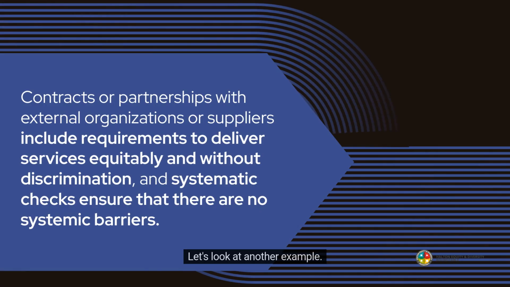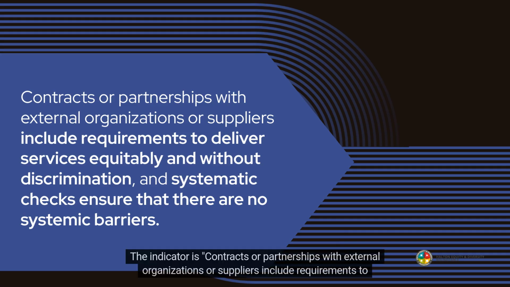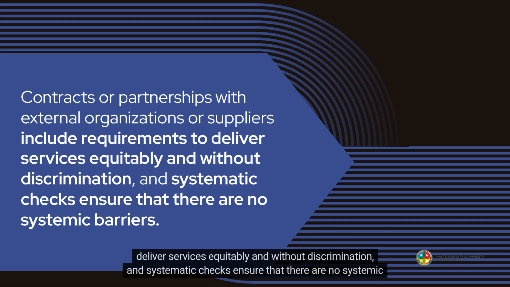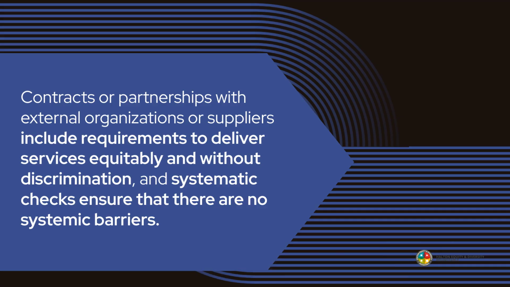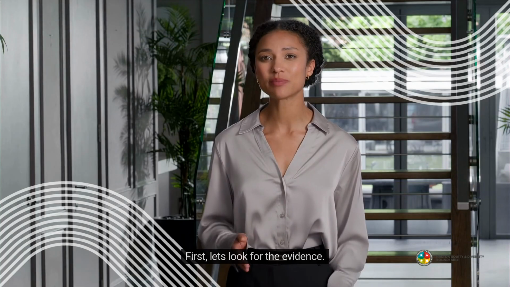Let's look at another example, this time a service delivery indicator. The indicator is contracts or partnerships with external organizations or suppliers include requirements to deliver services equitably and without discrimination, and systematic checks ensure that there are no systemic barriers. First, let's look for the evidence.